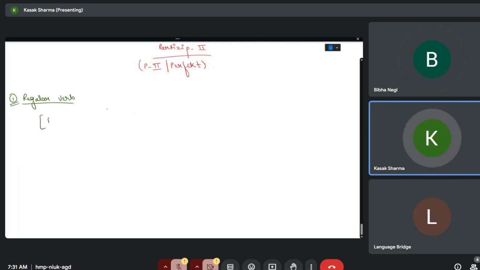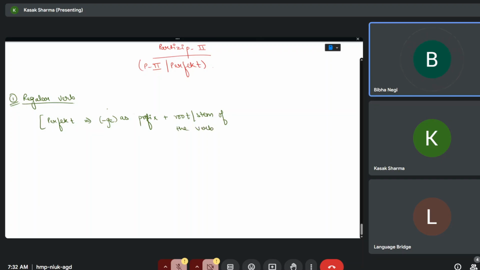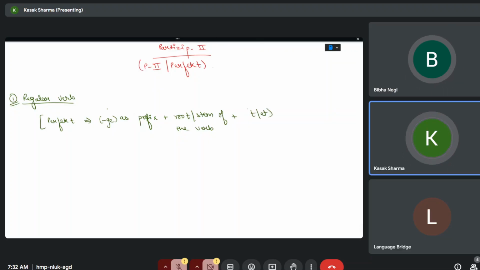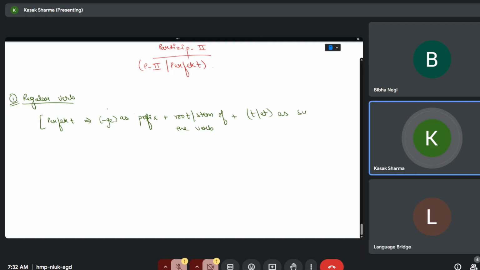For forming the Partizip II or the perfect of any regular verb, the formula or structure is: we just add ge as prefix, then we add the root or stem of the verb, then we add t or et as suffix.